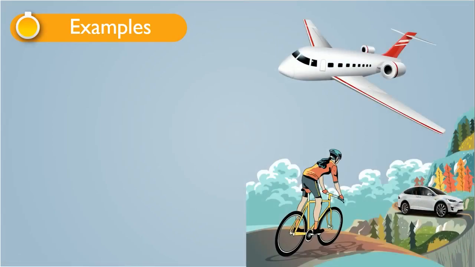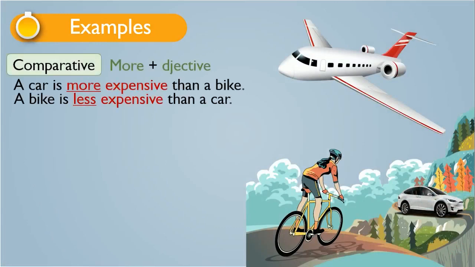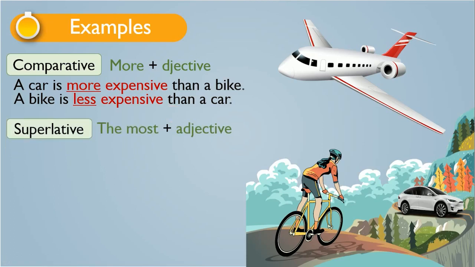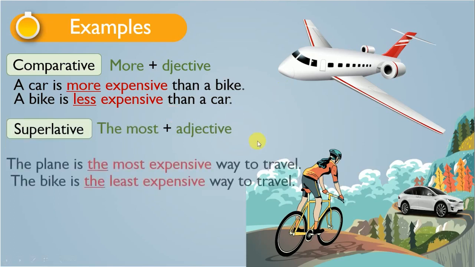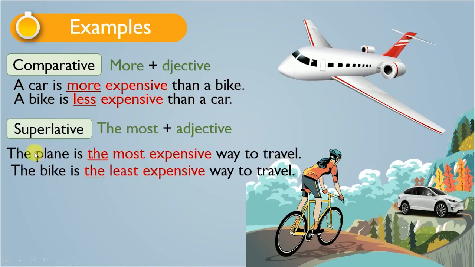For the comparative, as I said, we have more and then the adjective. We have examples here. The car is more expensive than a bike, and the bike is less expensive than a car. For the superlative, as we said, we have the most and then the adjective. And we have examples also here. We can say the plane is the most expensive way to travel, and the bike is the least expensive way to travel. We have exceptions here.